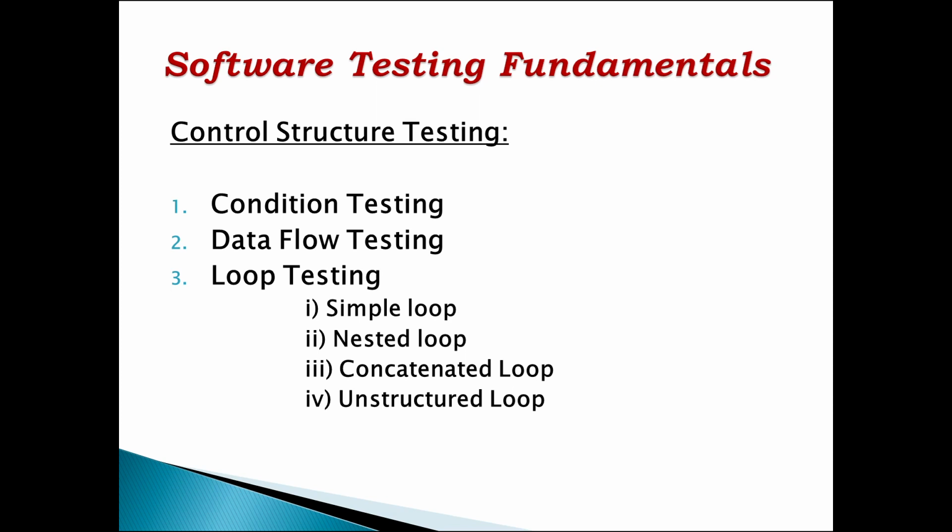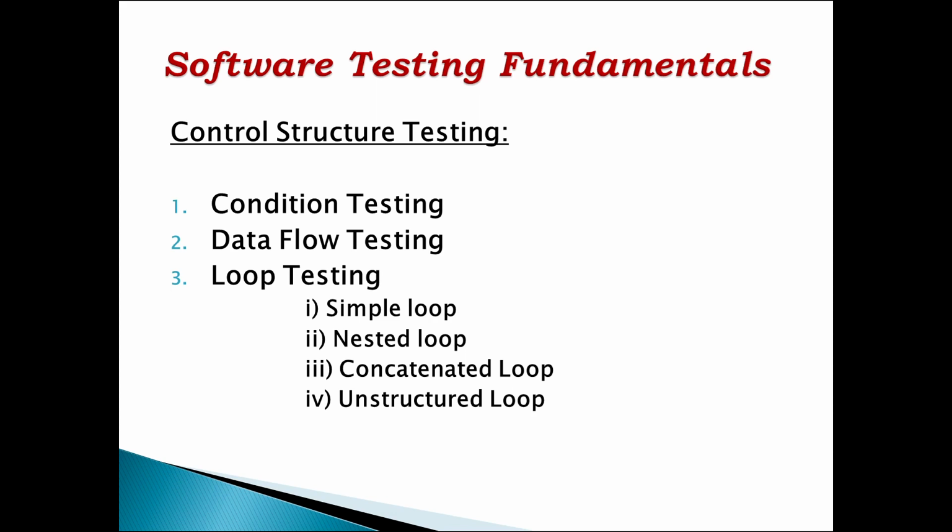It contains the following criteria: condition testing, data flow testing, loop testing. In condition testing, the test case design method exercises the logical conditions contained in a program module. The following types of errors are encountered during condition testing: Boolean operator errors, Boolean variable errors, Boolean parenthesis errors, relational operator errors, arithmetic expression errors. These are all the types of errors identified during condition testing.